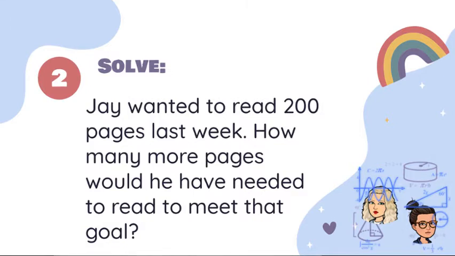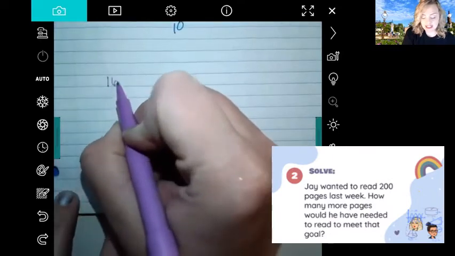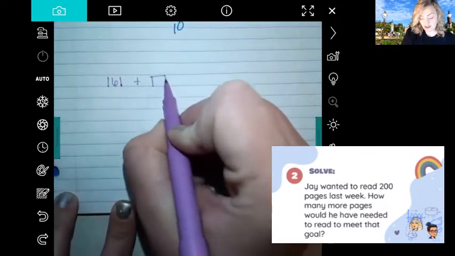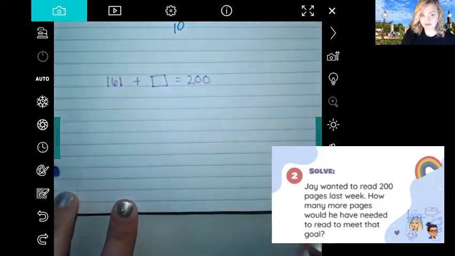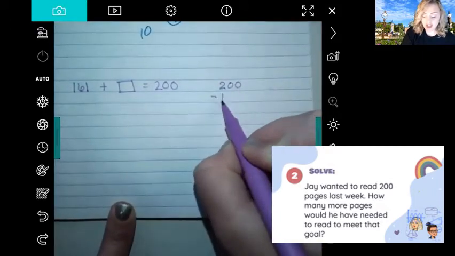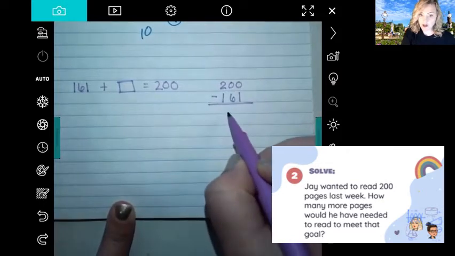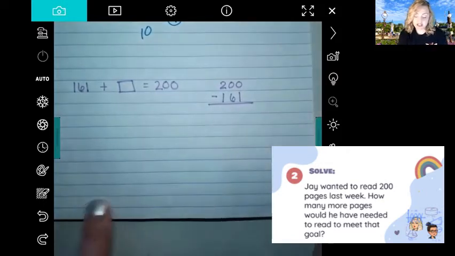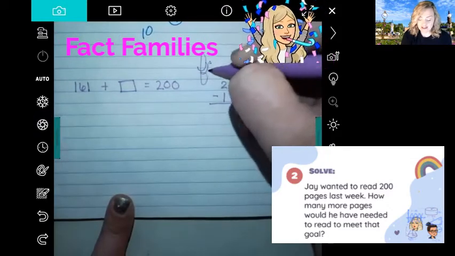All right, now let's look at problem 2. Number 2 says, Jay wanted to read 200 pages last week. How many more pages would he have needed to read to meet that goal? So if he only read 161, but he needed to read 200, I'm thinking about it like this. 161 plus something would have equaled 200. Now you might have also thought about it like this. We need 200, but we only have 161, so how many more, or what is the difference? So this is using what we know as fact families.